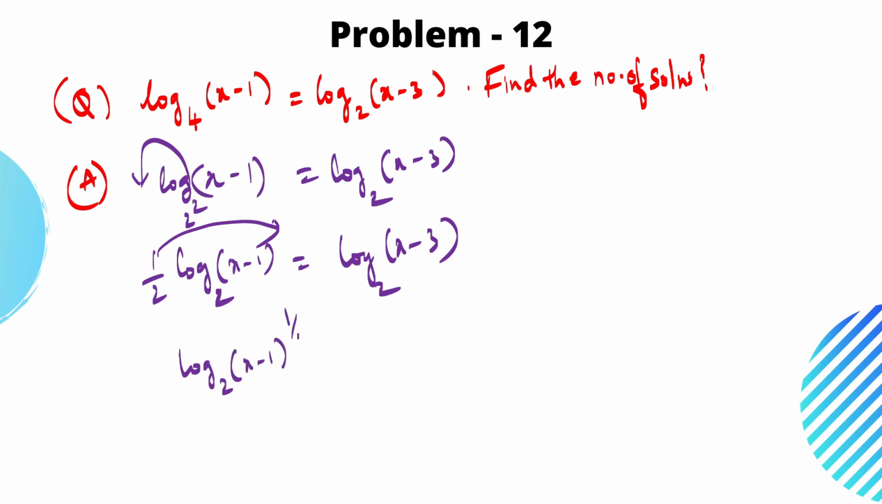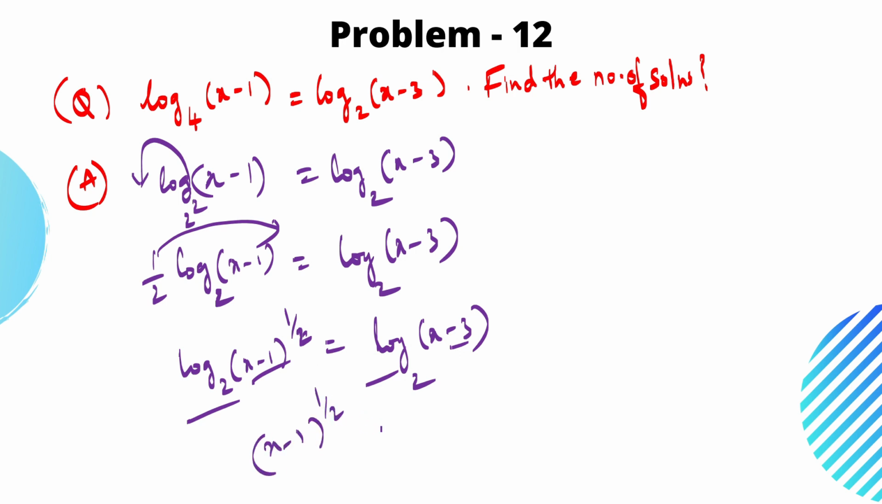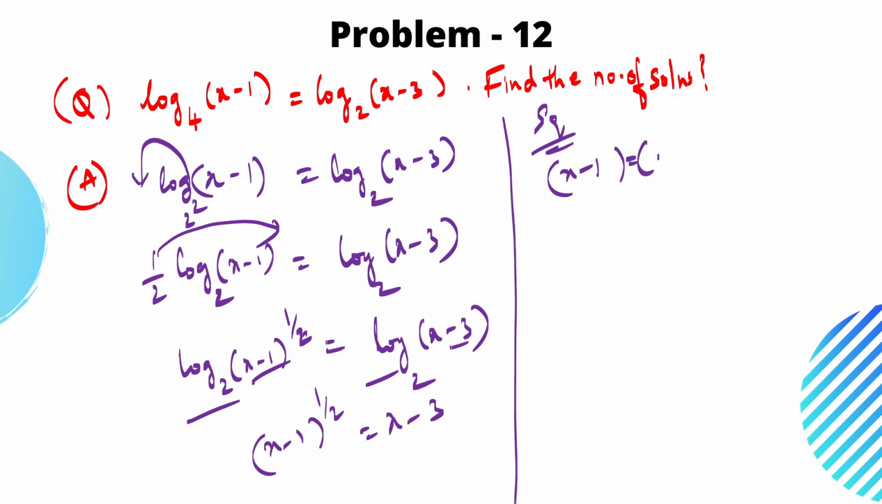So (x minus 1) to the power 1 by 2 is equal to log of (x minus 3) to the base 2. Alright, so the logs to base 2 are equal, so we can compare these two. (x minus 1) to the power 1 by 2 is equal to x minus 3. Just square both sides. If you square both sides, we'll get x minus 1 is equal to (x minus 3) square.